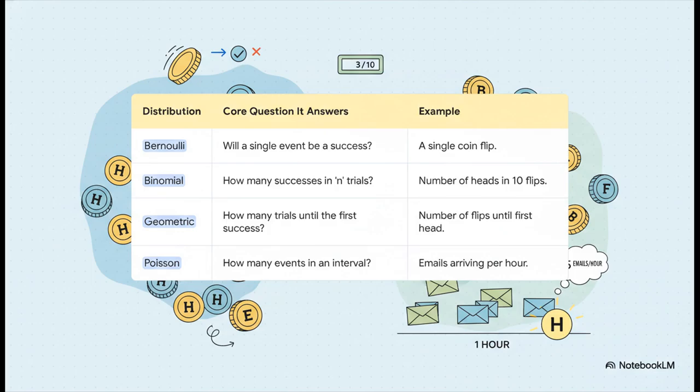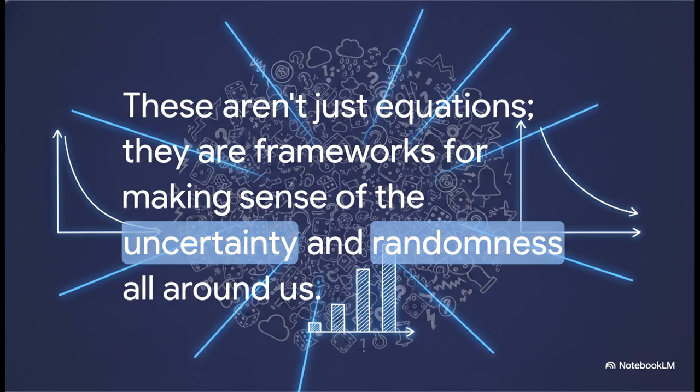It's that simple. And this is really the whole point. These aren't just abstract formulas in a textbook. They are powerful frameworks. They give us a language and a structure to talk about randomness, helping us move away from just guessing and toward making informed, data-driven predictions about the world around us.